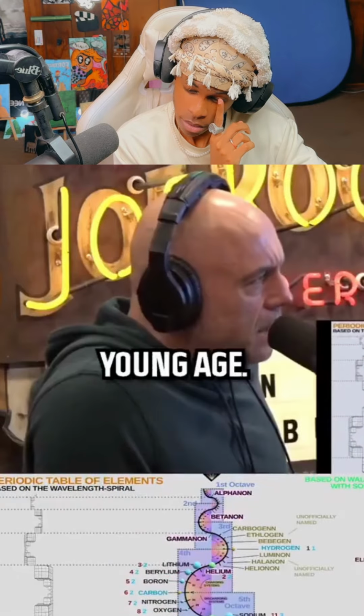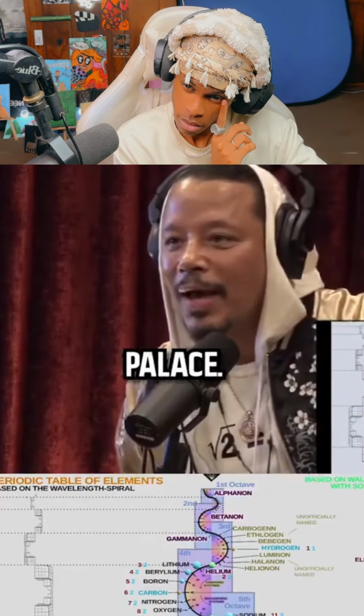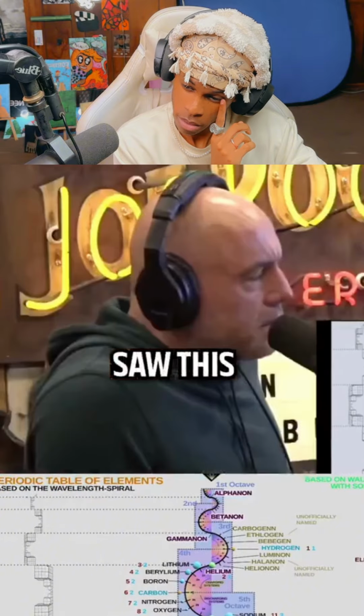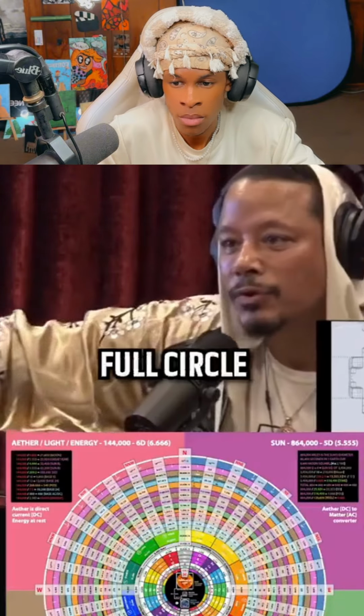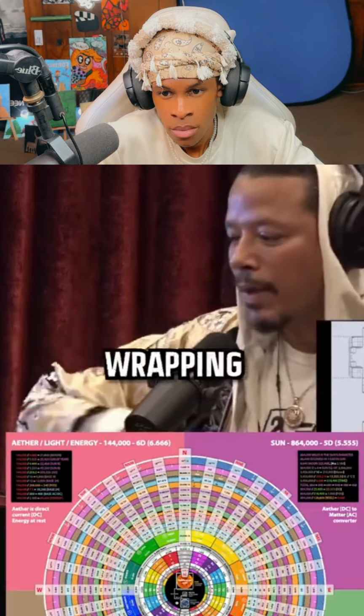So you had figured this out at a young age? I had already seen this. This was all inside of that palace. I had access to it and I knew the relationship. So you saw this in dreams? I saw it as a circle. Everything was a full circle laid out and each area was just expanding, like wrapping a rag around your hand.